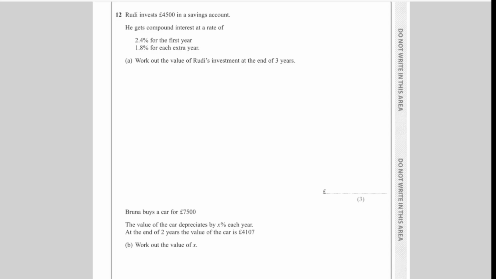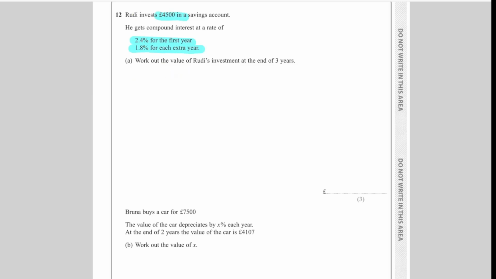Question 12. Rudy invests £4,500 in a savings account. He gets compound interest at a rate of 2.4% for the first year, 1.8% for the extra year. Part A, work out the value of Rudy's investment at the end of 3 years.